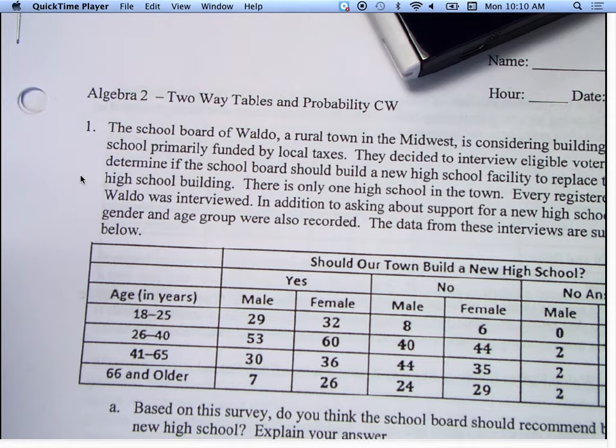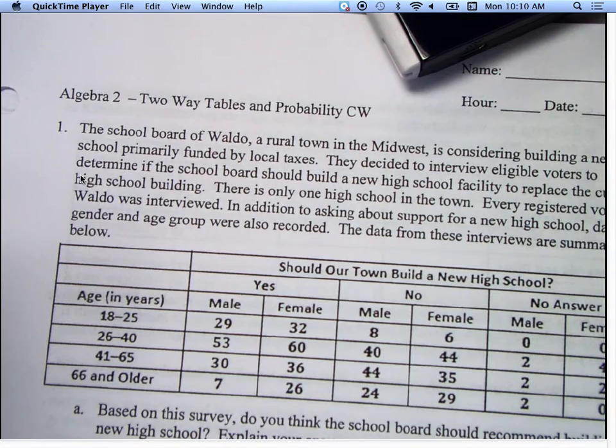To look at some stuff with two-way tables. Okay. So let's read this first scenario.